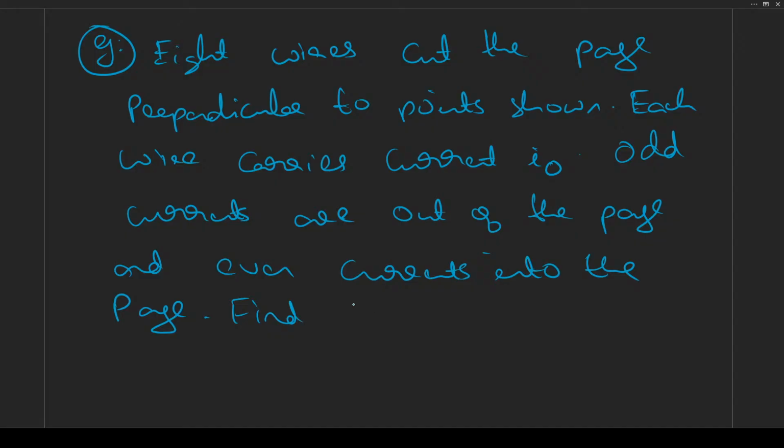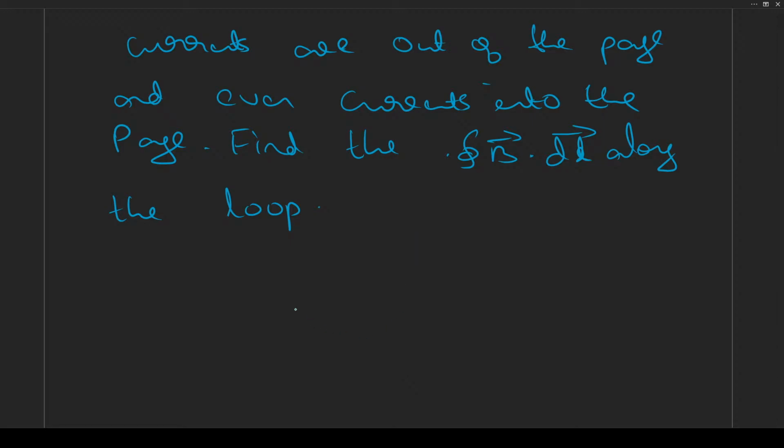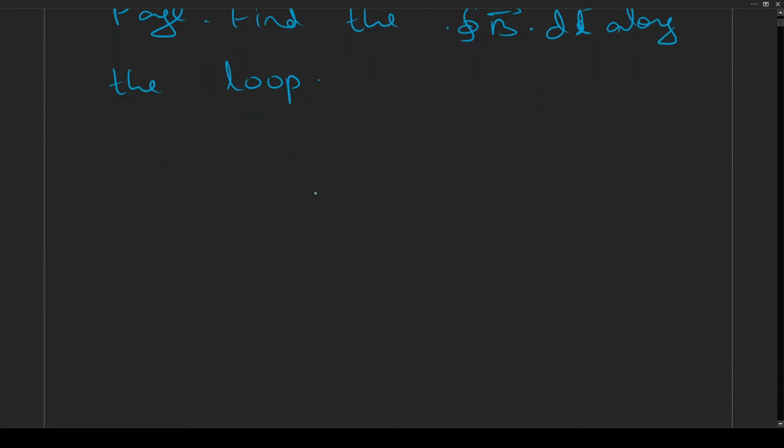Find the line integral B dot dl along the loop. The diagram is shown. This is a closed loop.